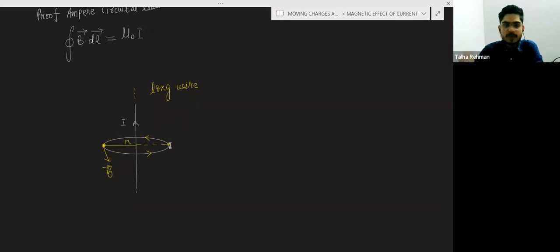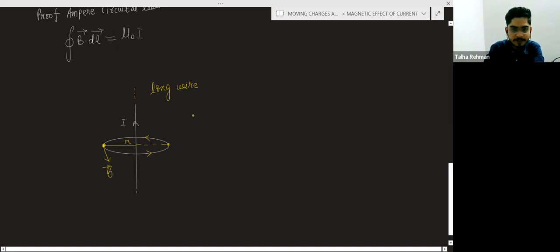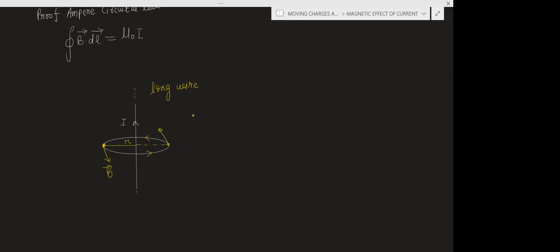So now, when we find the direction of the magnetic field, we will apply the right hand thumb rule. Point your thumb in the direction of the current, point your fingers along the point where you want to find the direction of the magnetic field, and curl 90 degrees. You will get the direction of the magnetic field, which will be tangential.